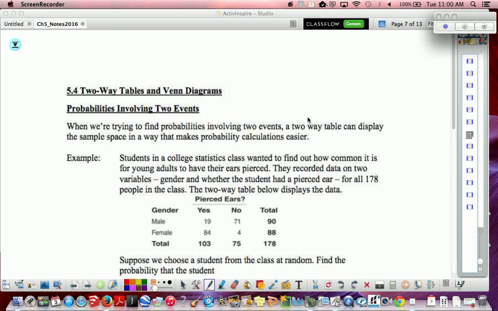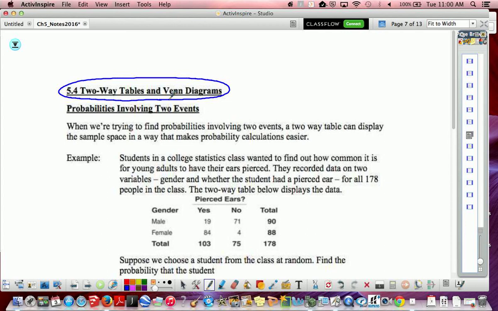So in 5.4 here today, we're going to focus on two-way tables and Venn diagrams. We're going to start to take a look at probabilities when we're comparing more than one type of variable, or you can think about those variables as events. Okay? So as it says here, probabilities involving two events.